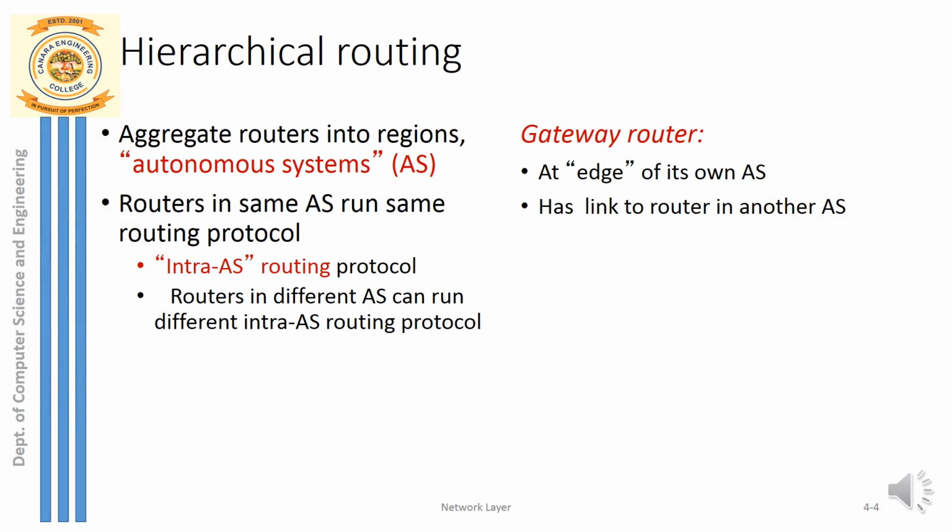As I already said, autonomous system. What is the meaning of autonomous system? It is a system which follows the same rules and regulations throughout. An autonomous system contains multiple routers, a group of routers all connected with each other, and all these routers follow the same set of rules.